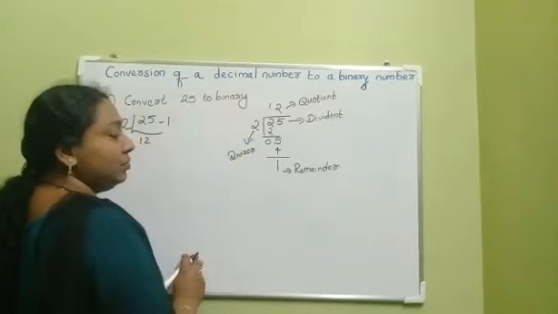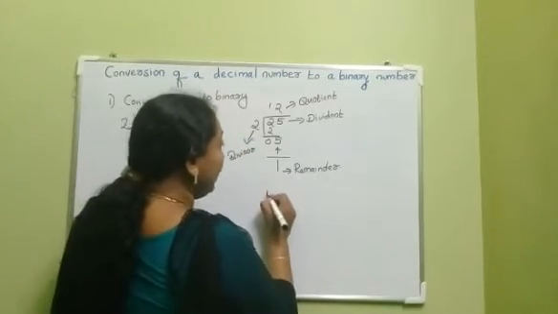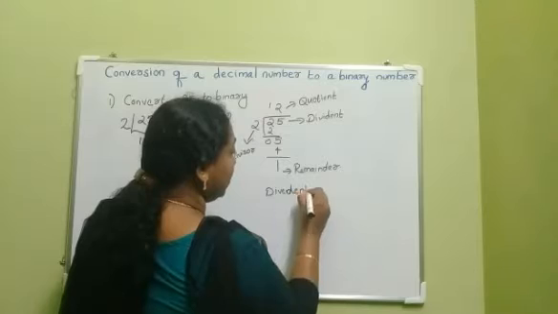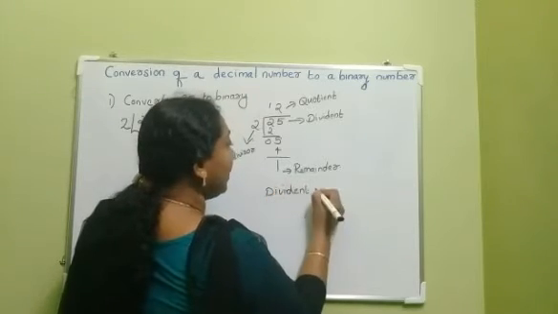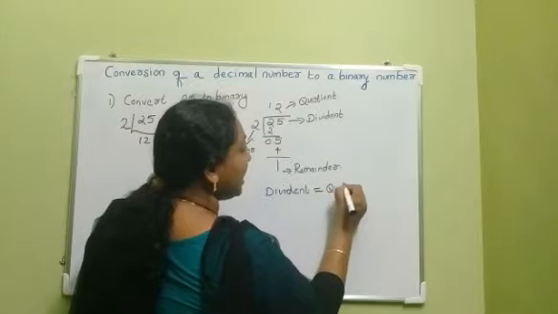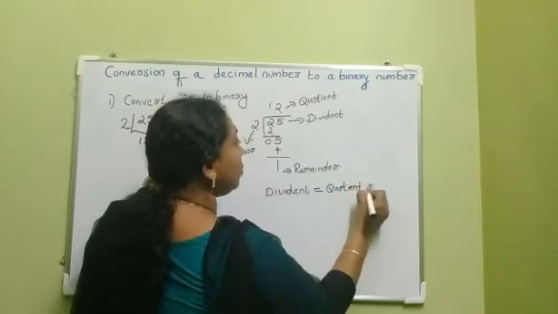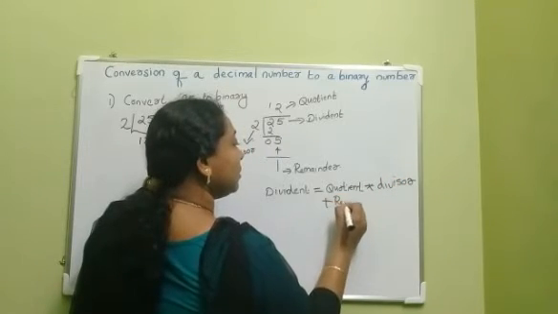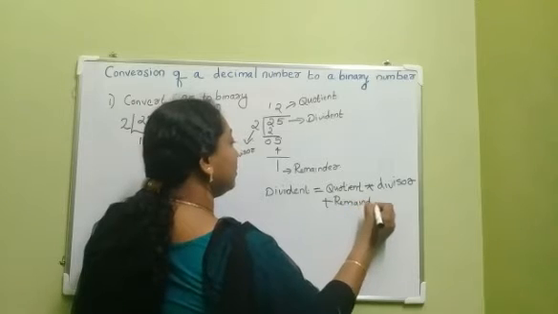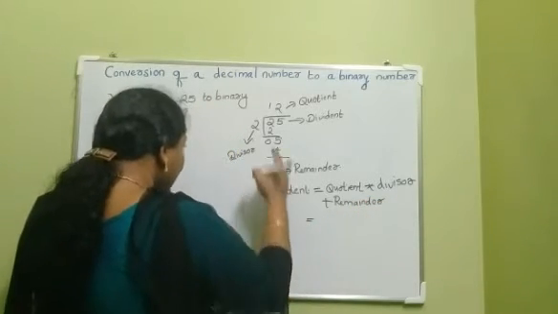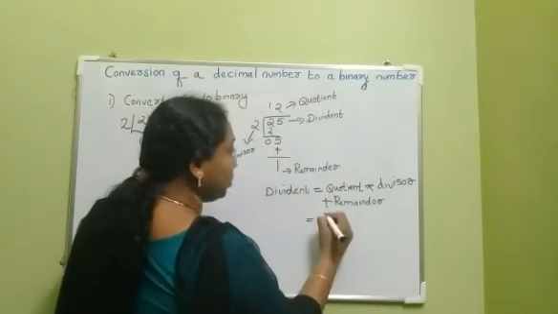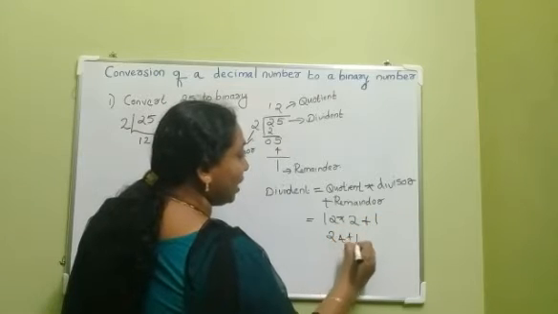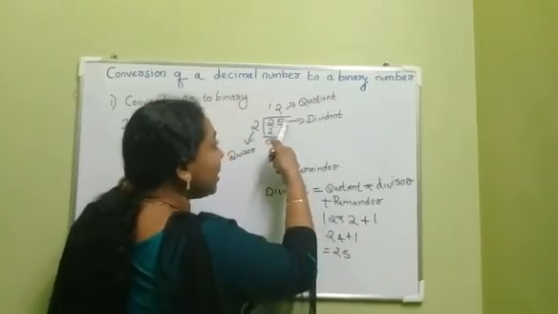We know that dividend equals quotient into divisor plus remainder. Is it right? For 25: quotient 12 into 2 plus 1, that is 24 plus 1, equal to 25. Dividend equals 25.